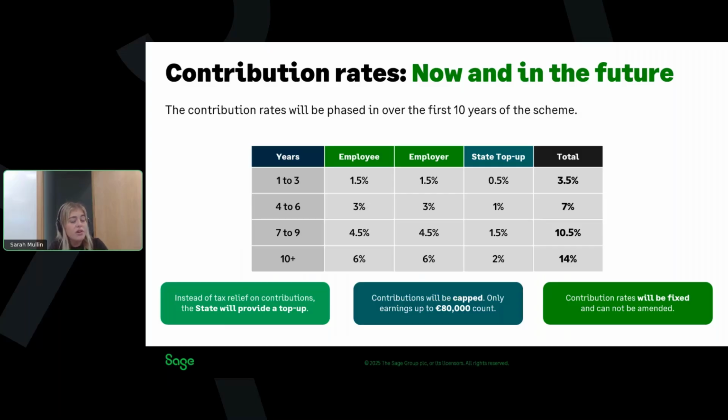Now, there is a contribution cap. Contributions are based on gross pay, including bonuses and overtime, but they are deducted from net pay after tax. There is a cap of €80,000. If someone does earn more than this, so if you've maybe got some high earners on the payroll, then contributions will stop and reset each year.